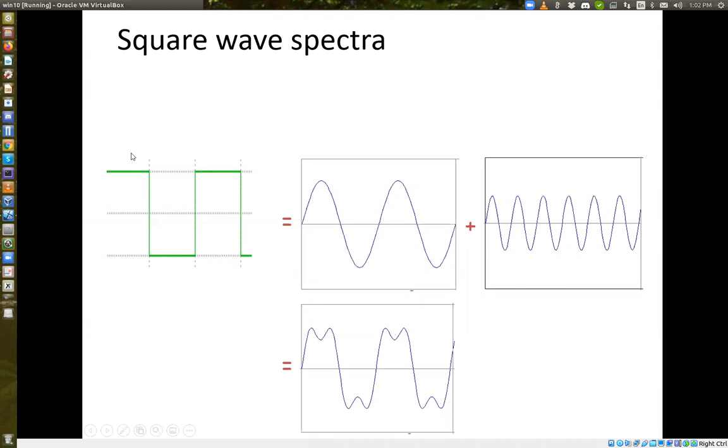Basically, for any signal, here I just have a square wave. You can always decompose any signal into sinusoidal components, and when you add it back, the weight for this weighted sum of the sinusoidal components will be the Fourier transform.